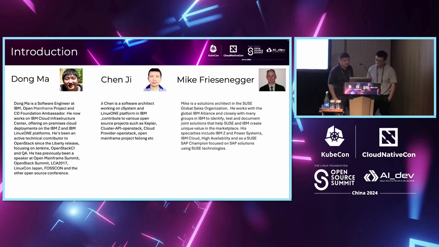And this is my colleague, Ji Chen. Hi, everyone. It's my pleasure to have this chance to present to you. My name is Ji Chen, and I'm working for IBM. I have been working on open source for more than 10 years. Currently, I'm working in the OpenStack community, with a lot of contributions for compute and network. Now I'm working on some CNCF projects like sustainable computing, such as Kepler, and on Cluster API OpenStack and Cloud Provider OpenStack. I'm currently the maintainer for these projects. Thanks.